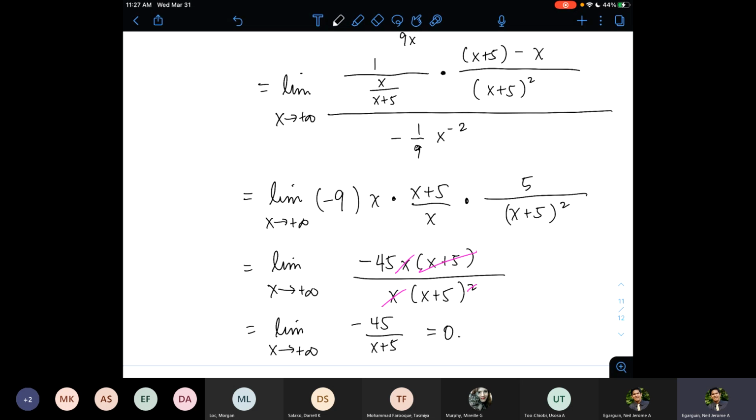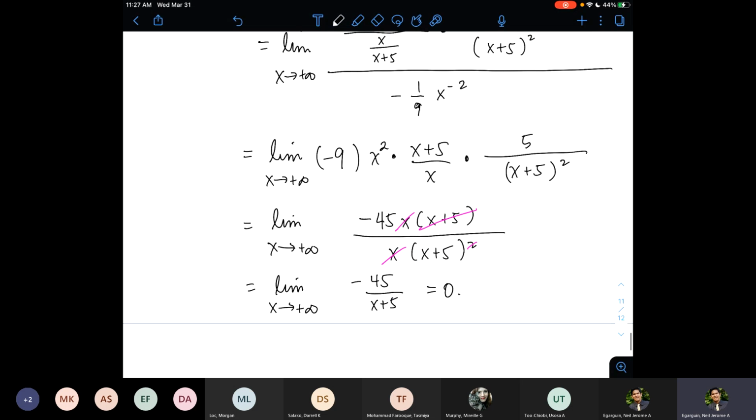Oh yeah, I missed this one. This should be minus 9x squared. That means there's an x squared there. And then there is an x here. Okay, there you go. I think it's now correct. Do you guys agree? Let me double check. Yeah, I think this is correct now. And then you're taking the limit of a linear function over a linear function. So basically it's the quotient of their coefficients. So this would be negative 45.